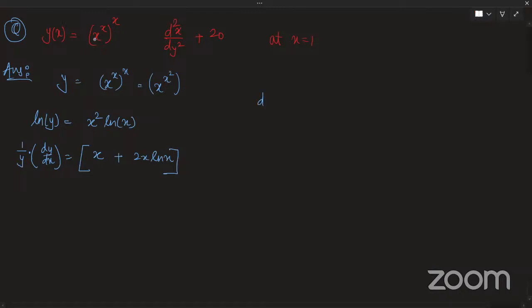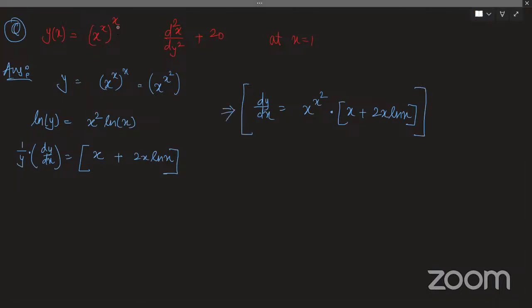So you have successfully calculated your value of dy by dx. That is y into, so y again I'll write it as this thing into x plus 2x ln x, right? This is my value of dy by dx. Now the one issue I've really faced is that I have got my value of dy by dx and not my value of dx by dy.